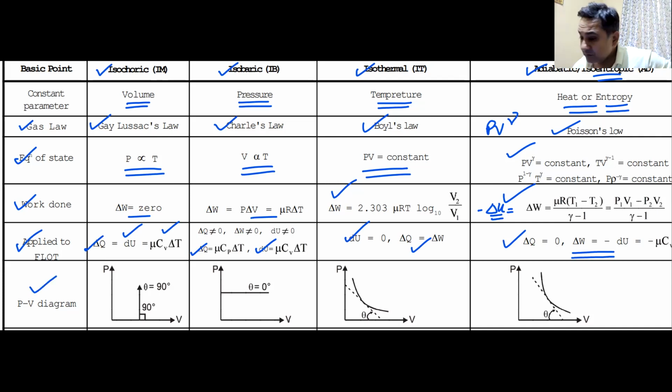PV graph: infinite slope, 0 slope. Slope is minus P by V. Please remember this. Slope is minus gamma P by V. Do we remember this?